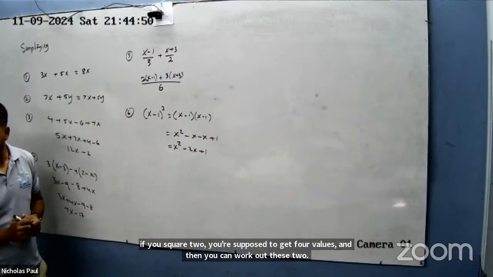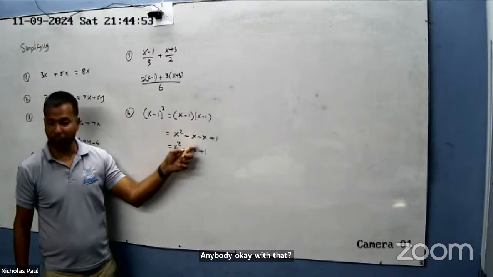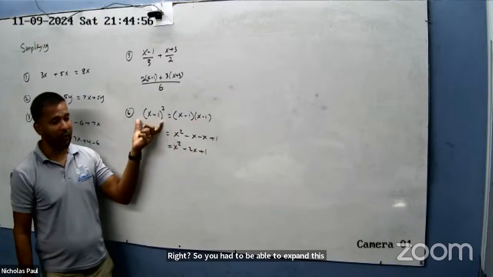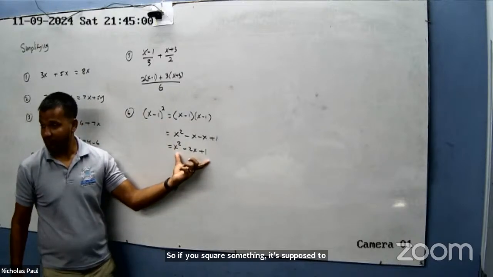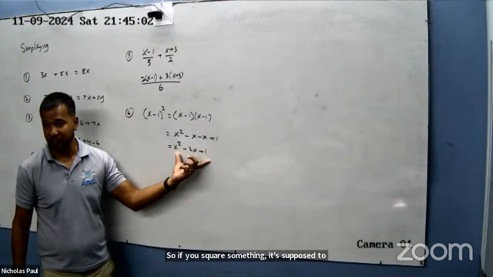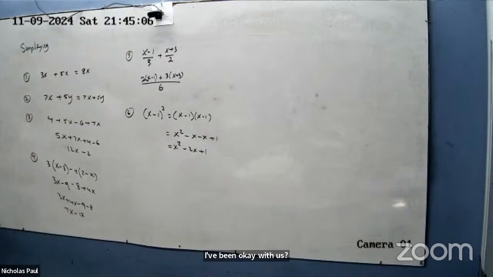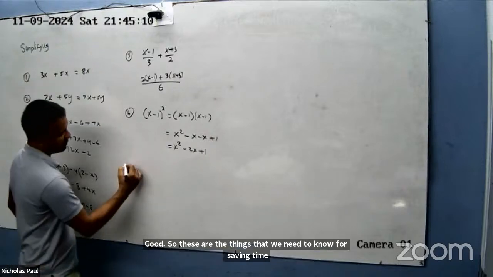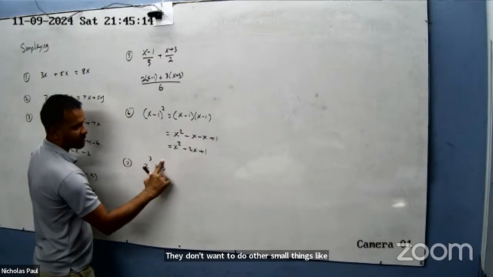Everybody okay with that? Right? So you had to be able to expand this properly, right? So if you square something, you're supposed to get 3 terms in the end. Everybody okay with that? Yeah? Good. So these are the things that we need to know for simplifying, right? There are one or two other small things. I'm going to assume all of you remember this.